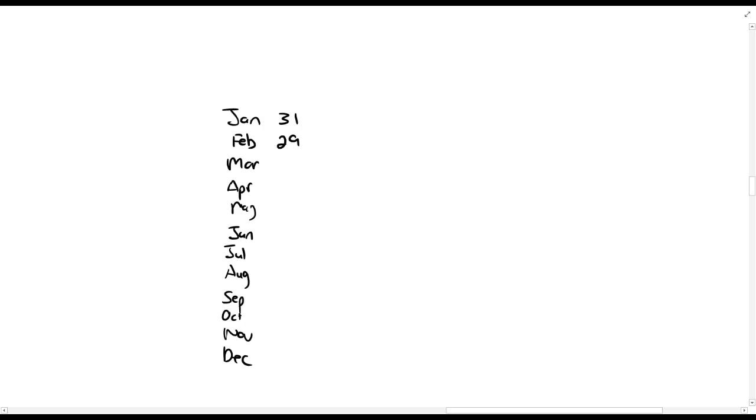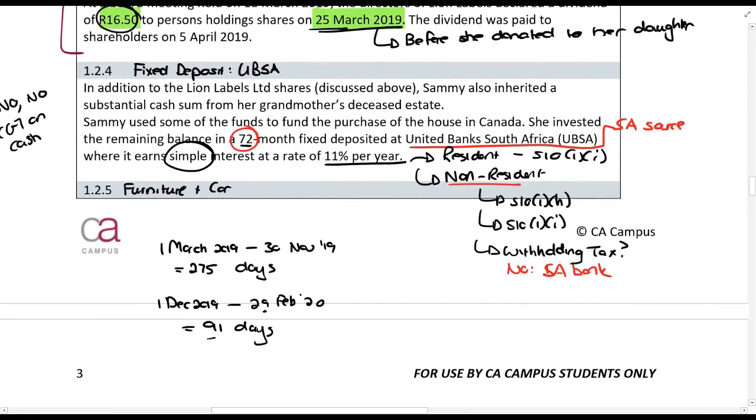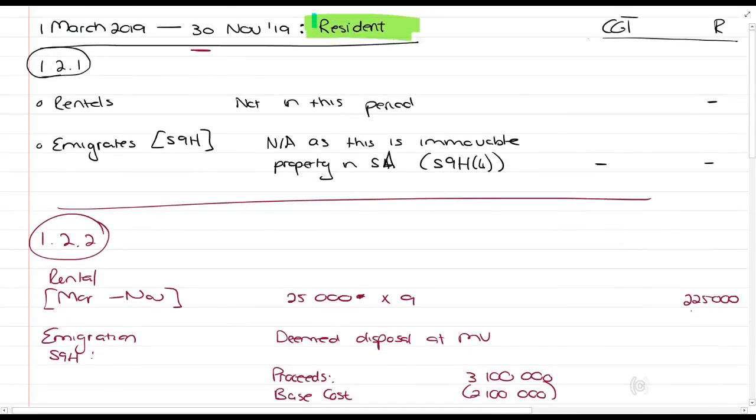It's 31, 2020 was 29 days, 2021 is 28 days, March is 31, April is then again 30, May is again 31, June is 30, July is 31. Then you need to remember 30, August also switches around to 31 again, September is 30, October is 31, November is 30, and December is 31. Okay, that's up to 275 days and 91 days because there's 29 days in February 2020. Okay, so what do we do with the interest? The interest works as follows. This is when she is a resident.